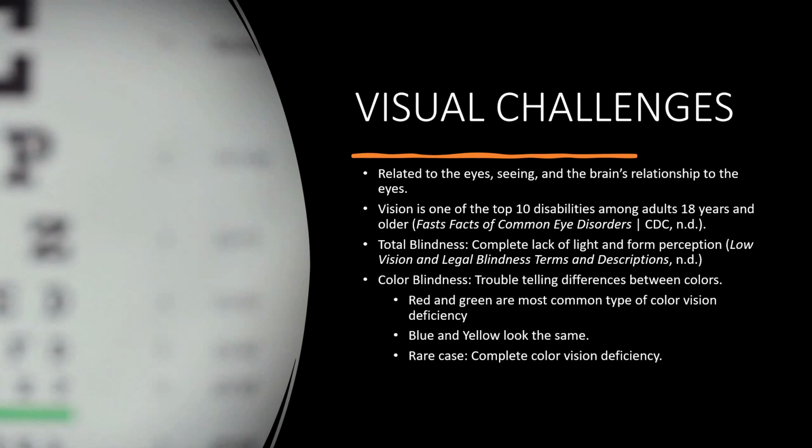To understand color blindness more in depth, it is imperative to know that red and green are the most common type of color vision deficiency. While not as common, other forms of color blindness include not being able to tell the differences between blue and yellow, and in rare cases, not being able to see color at all.